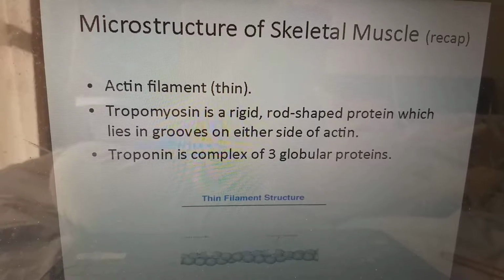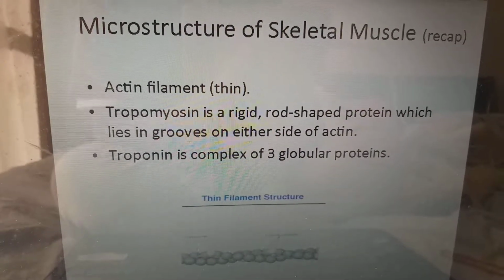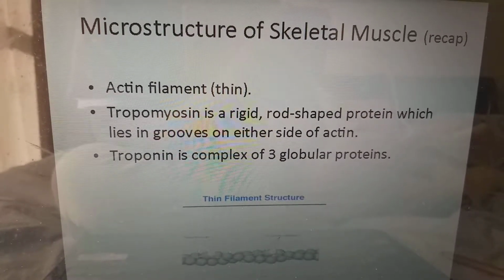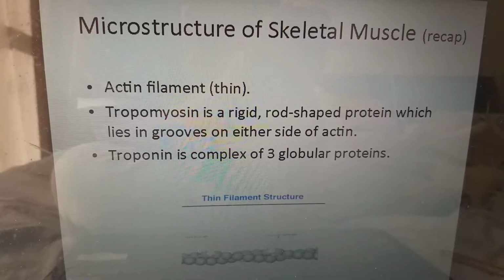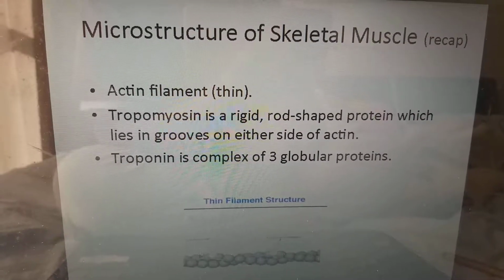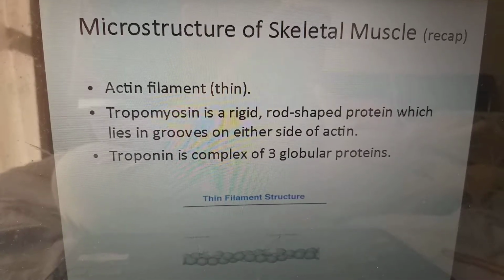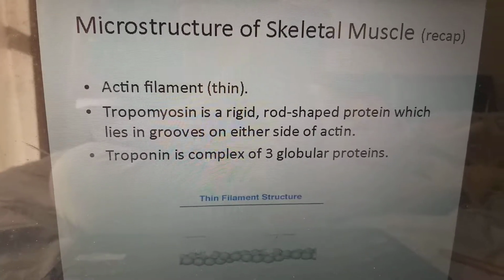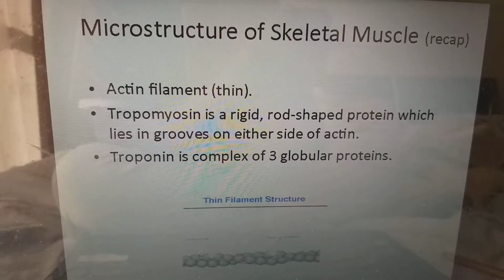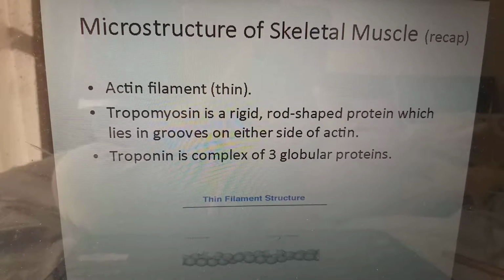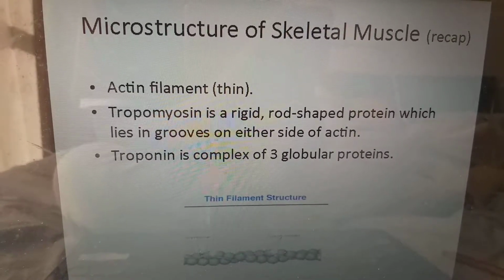Coming to the next, actin. Actin is the thin filament. There are three parts in the actin: F actin, tropomyosin and troponin. Tropomyosin is a rigid rod-shaped protein which lives in grooves on either side of the actin. Troponin is a complex of three globular proteins.